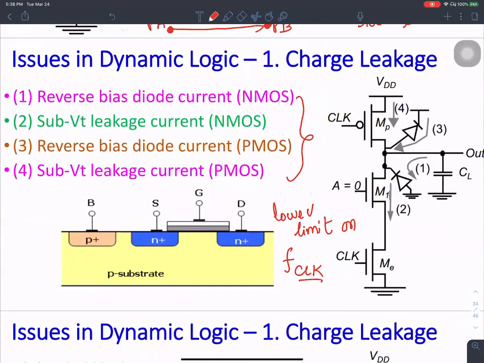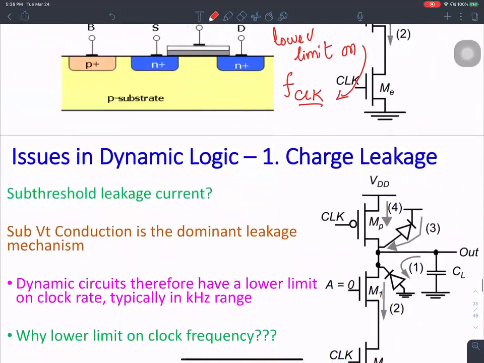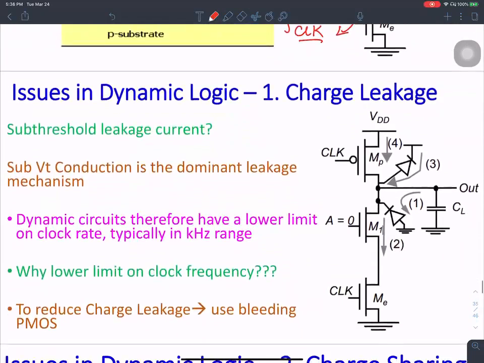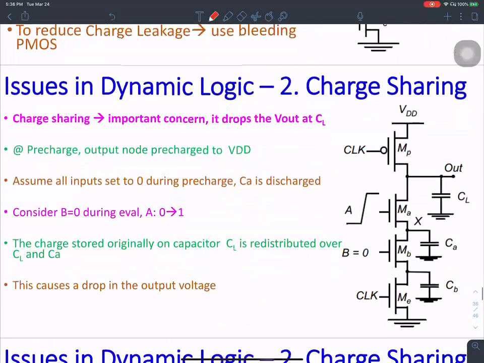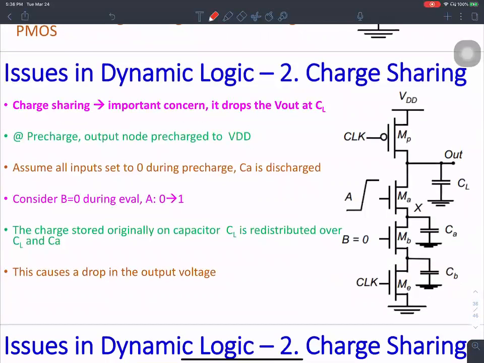Now, charge leakage imposes a lower limit on the operating frequency. Okay, that's the idea of charge leakage. Let's look at another problem, the idea of charge sharing.